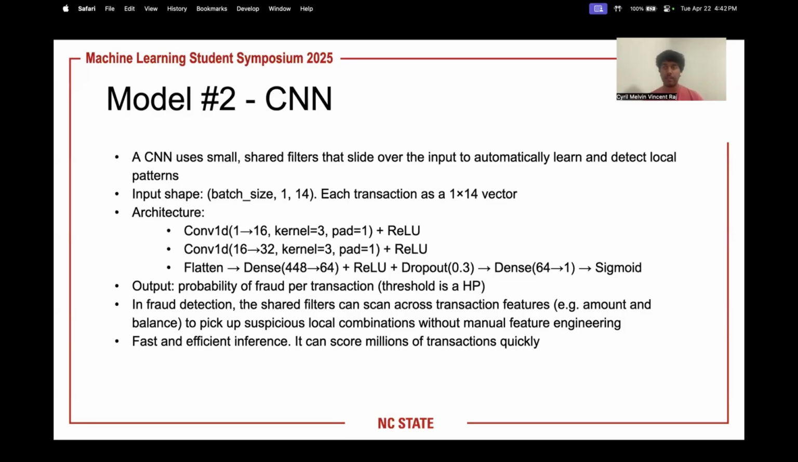So for the second model, we use CNN, which is built upon the previous classical MLP model. This uses shared filters that slide over the input to learn local patterns, which is useful for a transaction dataset. The architecture is given here, but basically the input is the encoded features and the output is a probability, which implies that you can actually use the threshold as a hyperparameter. And CNN also has fast and efficient inference for predicting whether a transaction is fraudulent or not.